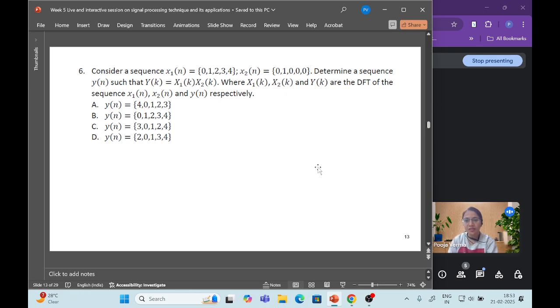Now the next question is: consider a sequence x1(n), that is 0, 1, 2, 3, 4, and x2(n), that is 0, 1, 0, 0, 0. Determine the sequence y(n) such that Y(k) is equal to X1(k) times X2(k). Already we know that in the frequency domain they are simply multiplied, where X1(k), X2(k), and Y(k) are the DFTs of the sequences x1(n), x2(n), and y(n) respectively. So how will we get y(n)?